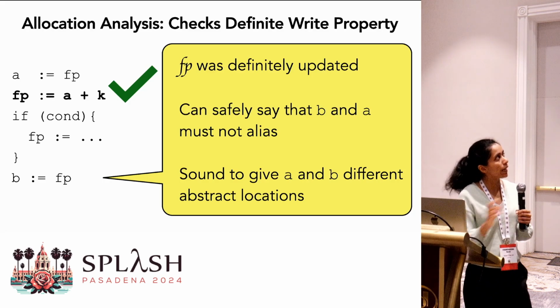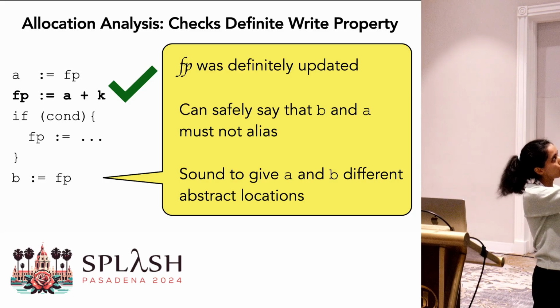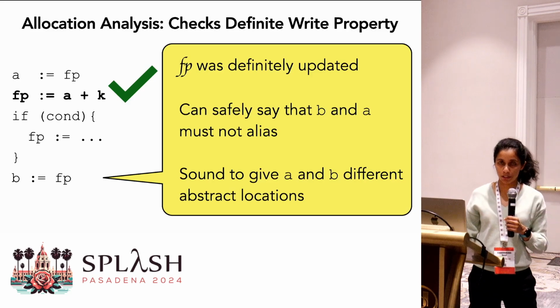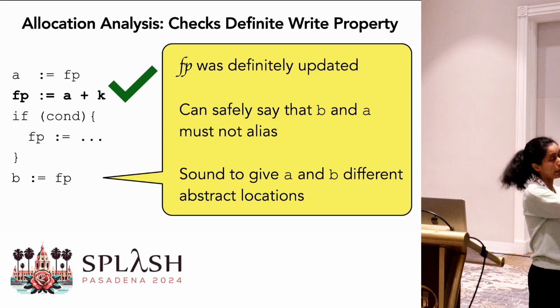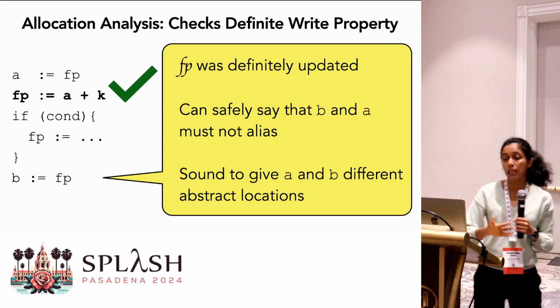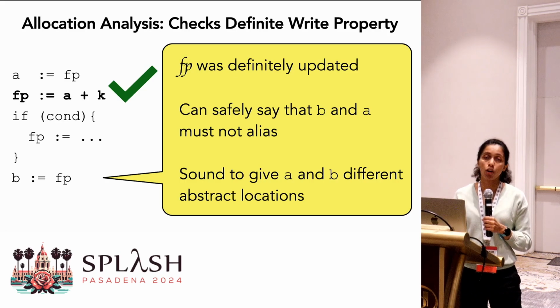However, if you did have an update of the free pointer before the condition, things would be fine, right? Because we know for sure that FP has been updated, so A and B will have different incarnation numbers, but at the same time, it also means that we can confidently say that A and B are not going to be aliasing.